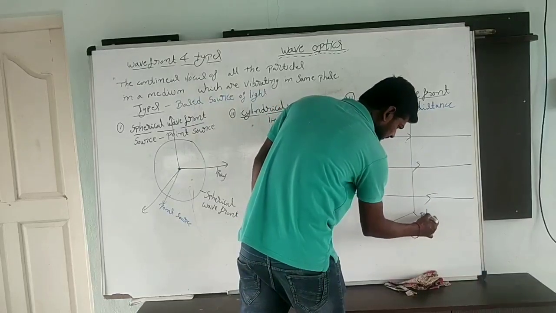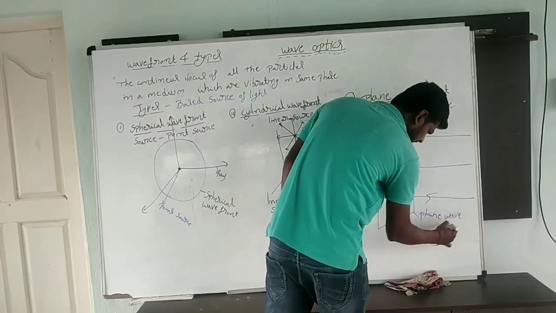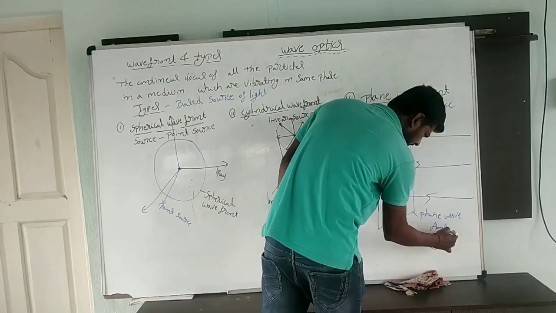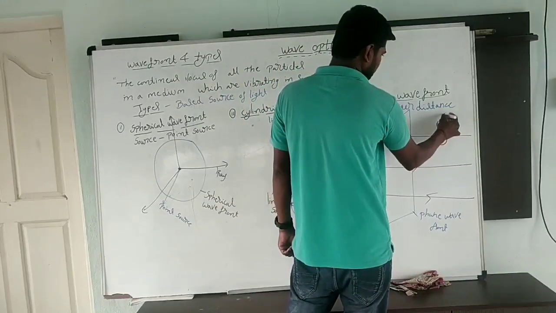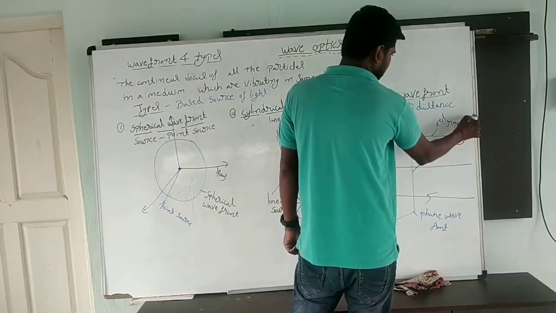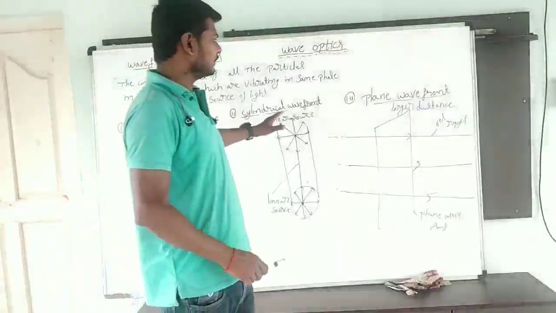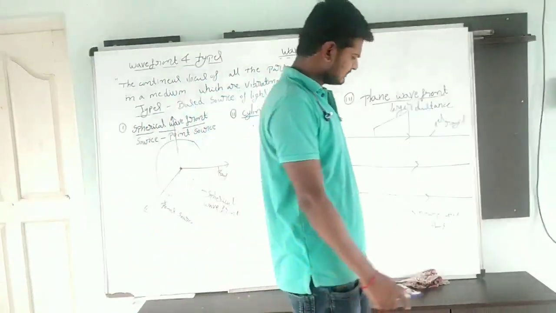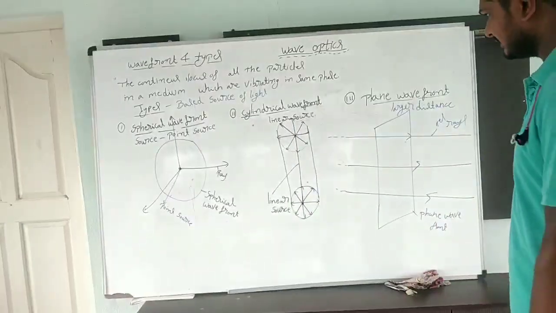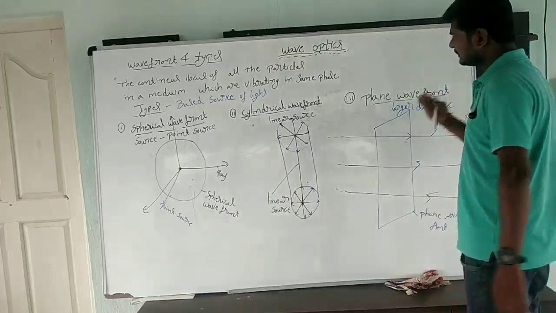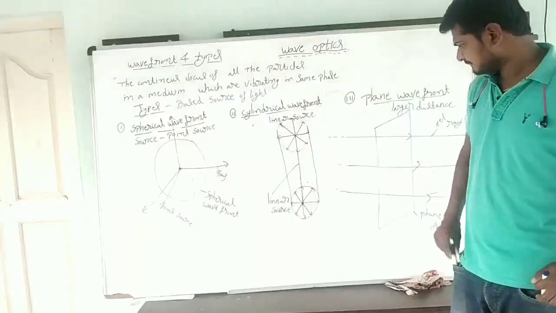Plane wave. These are what? Parallel rays. Means that it is simple. The wavefront produced from the linear source or point source, which travels from a larger distance, we are going to call it as what? Plane wavefront. Yes, plane wavefront.